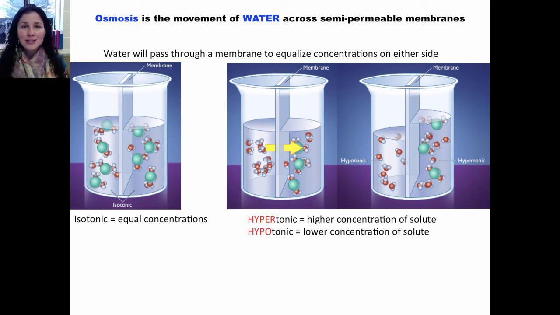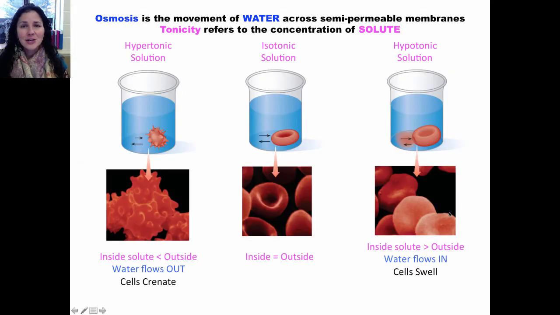Water will travel through cell membranes just like it will travel through this semi-permeable membrane in a beaker. It can diffuse through the membrane by osmosis. Let's look at what happens to red blood cells when they're placed in different types of solutions.